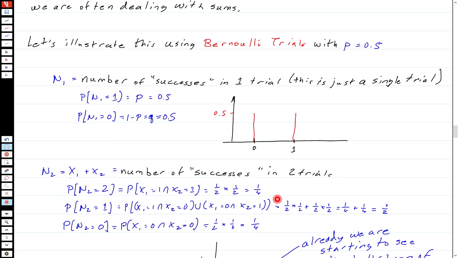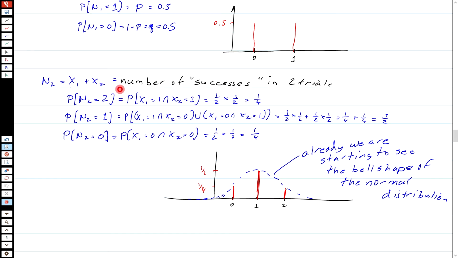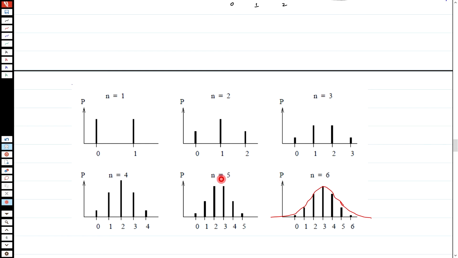And we've already seen this several times in this course. If I draw that picture, I've got a quarter here, a half here, and a quarter here, and already I'm starting to see a bell shape coming out of this picture. So even when we've added two terms, we're already starting to look vaguely normally distributed. If I continue this on and look at sums of random variables, when we get up to a sum of 6 random variables, it's starting to look pretty normally distributed. And in fact, it gets more and more normally distributed as n gets bigger and bigger.